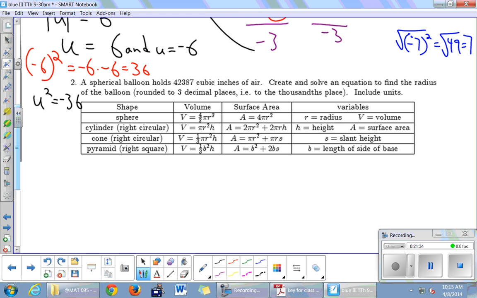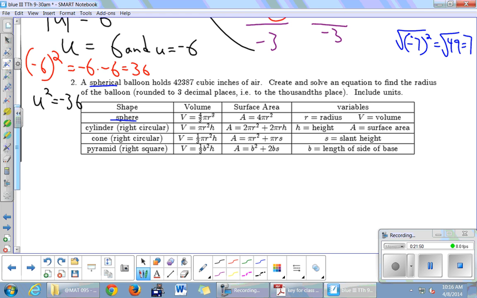Okay, let's give this a shot. First task, figure out which shape it is. Your choices are sphere, cylinder, cone, or pyramid. I was really nice in this one. What shape is it? Sphere. Spherical sphere. Have to pick either volume or surface area.